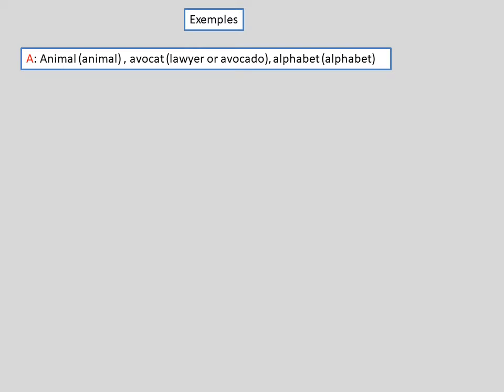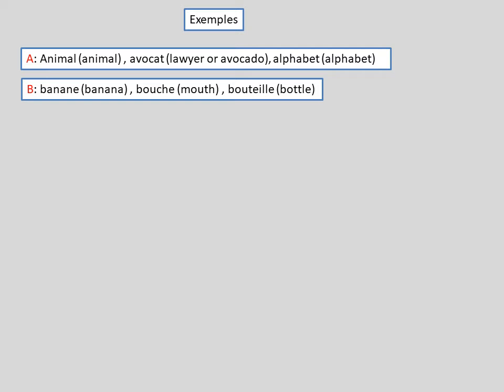With A, we can have animal, animal. Between parentheses, we have the English meaning. Next, we can have avocat, and alphabet, which is alphabet in English. Next, we have B as banane, bouche, bouteille. Please, you have to repeat after me, and please remember these French words because they are among the vocabulary. This is how we learn. Please make sure that you are repeating after me so that you can exercise yourself to pronounce French.